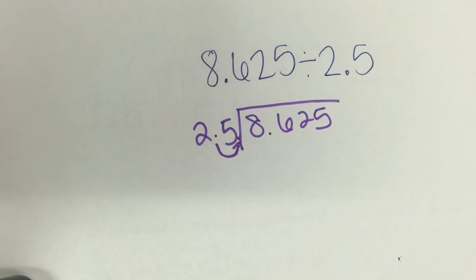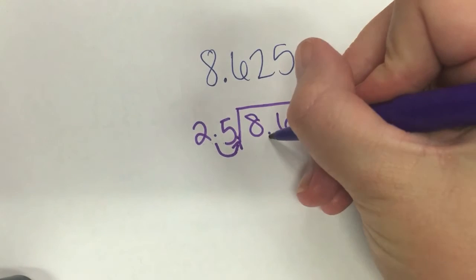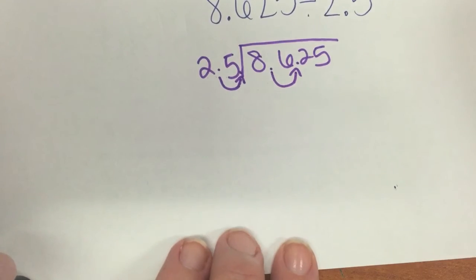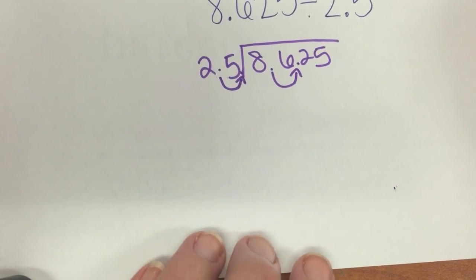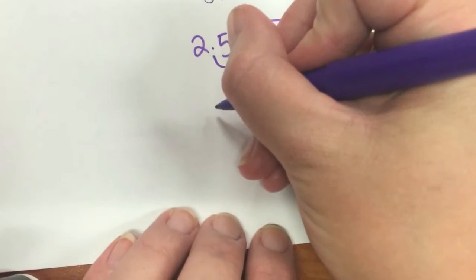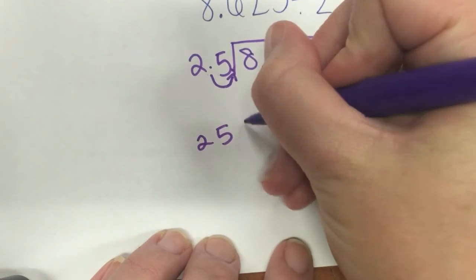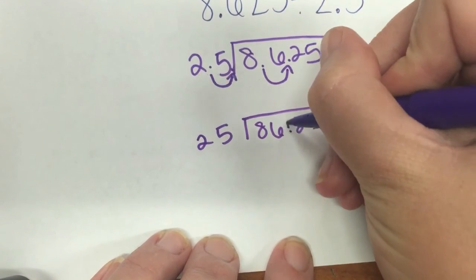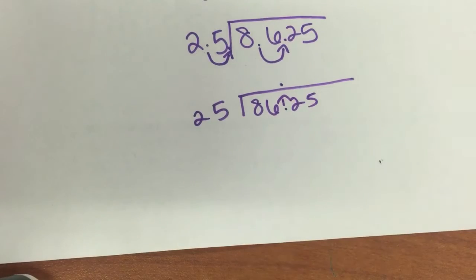Now, whatever I do to the outside, I have to do to the inside. So I moved it over 1 time. I have to move this one over 1 time. Why don't you rewrite it underneath so it's clearer so they can see 25 is now being divided in? I can do that. So 25. And then we've got 86.25. Yes. And now you can see the decimals have moved.